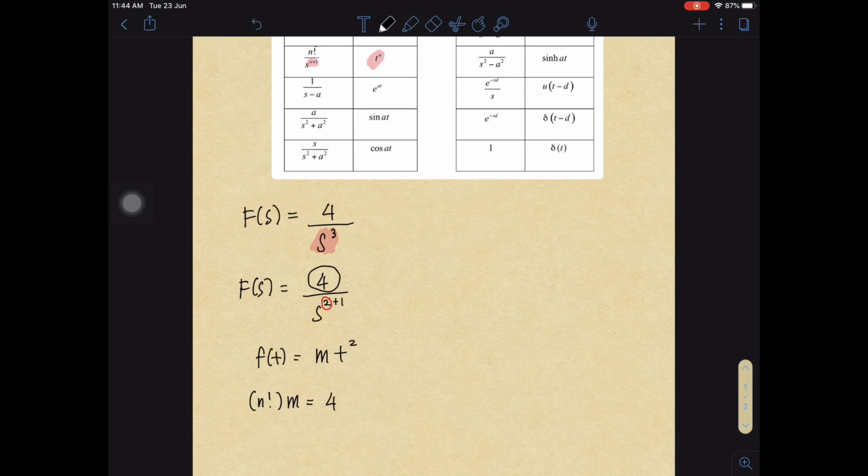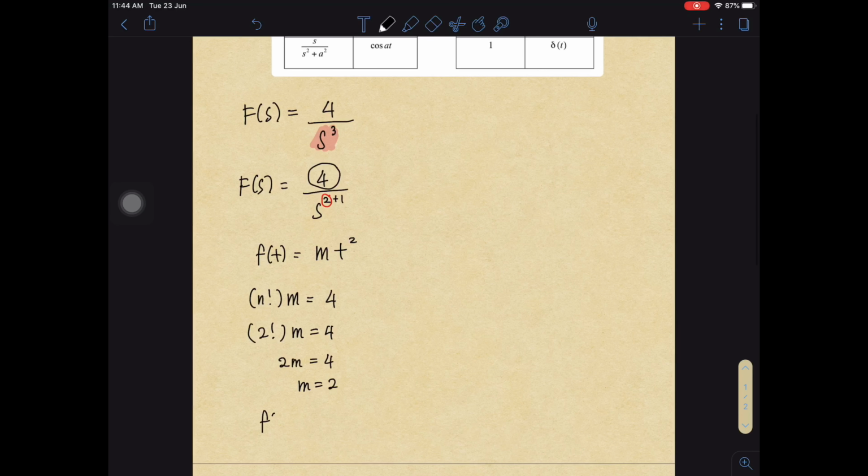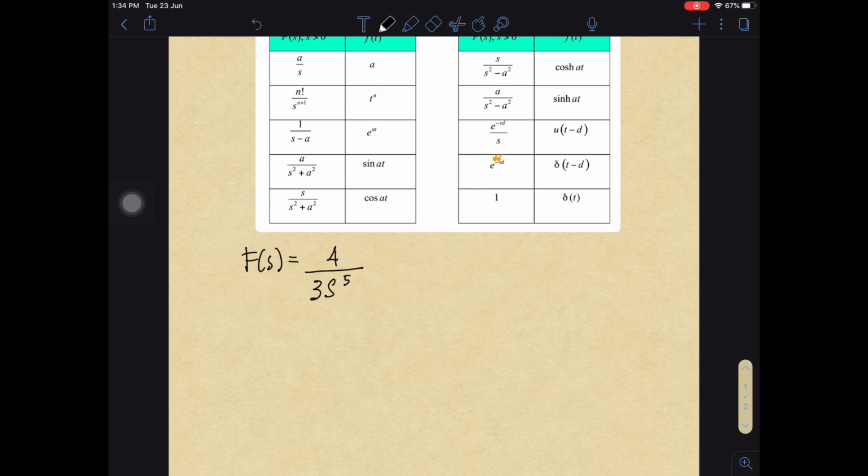So you know now your n is equal to 2. Therefore, you have 2 factorial times m is equal to 4. 2 factorial is equal to 2. So you have 2m is equal to 4, so m is equal to 2. Therefore, your final function f(t) is equal to 2t to the power of 2. So let's say we have another example.